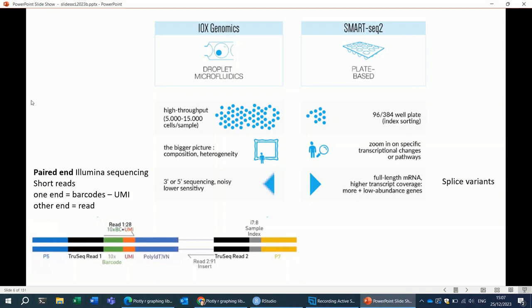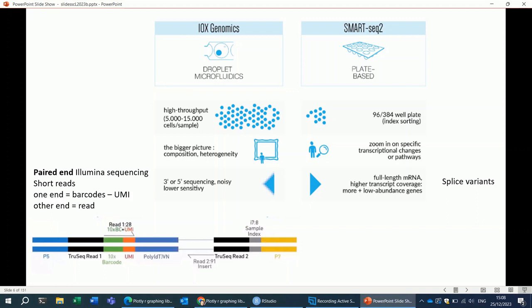Sequencing for 10x genomics is done on the Illumina sequencers, so the same sequencers that are also used for bulk RNA-seq. Illumina sequencers generate short reads, around 100 base pairs, and what is done is paired end sequencing. That means that you are going to sequence the two ends of your transcript. So you're going to sequence both the 5' and the 3' end of your transcript.